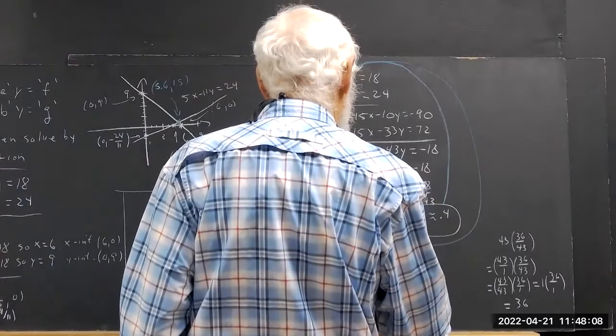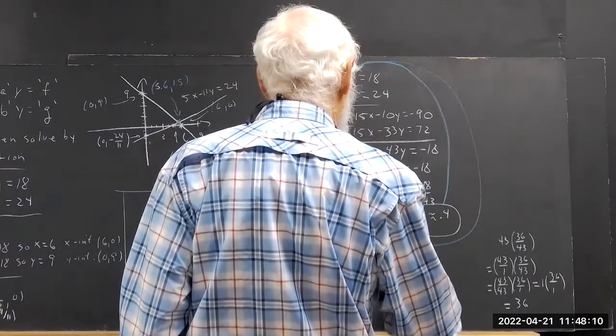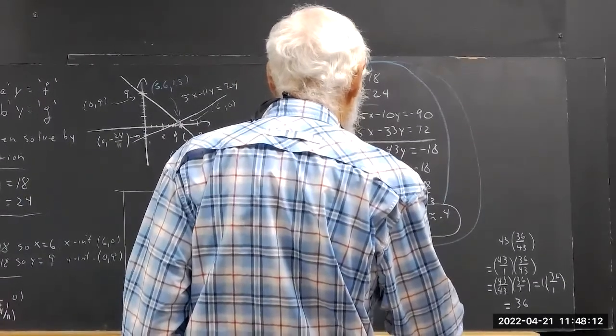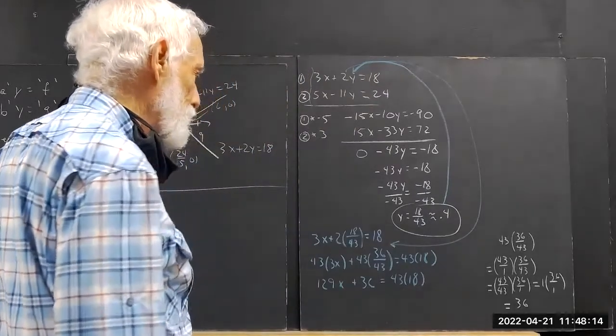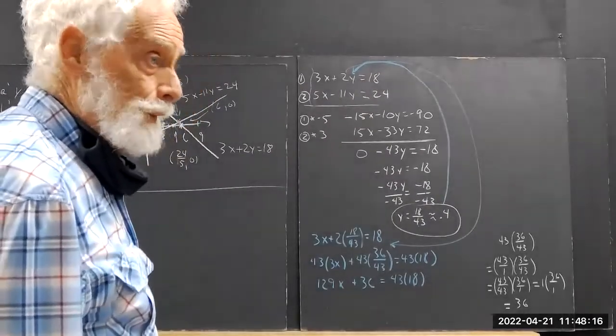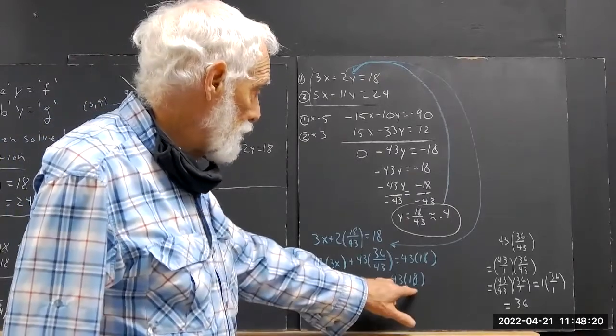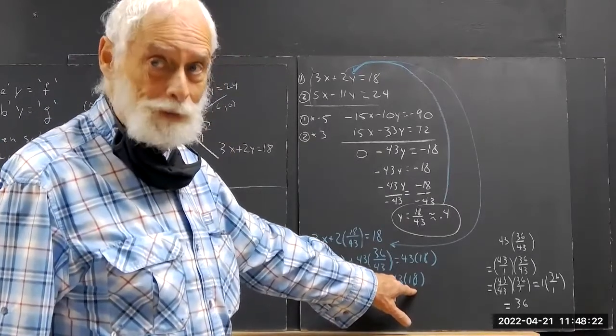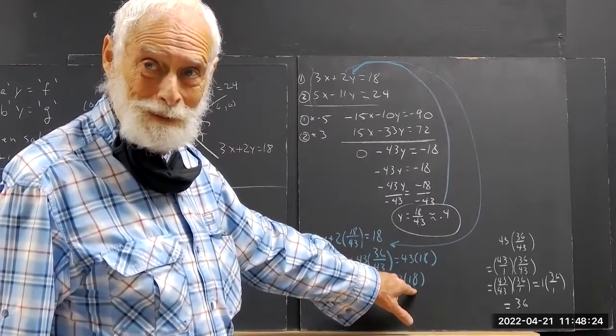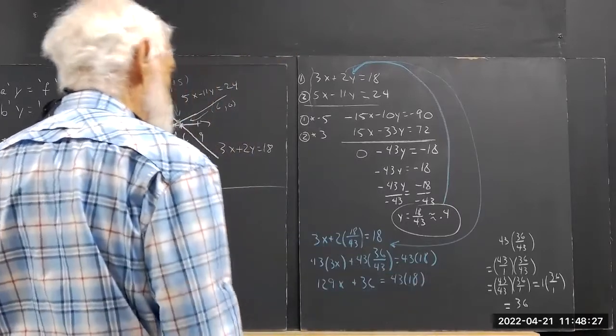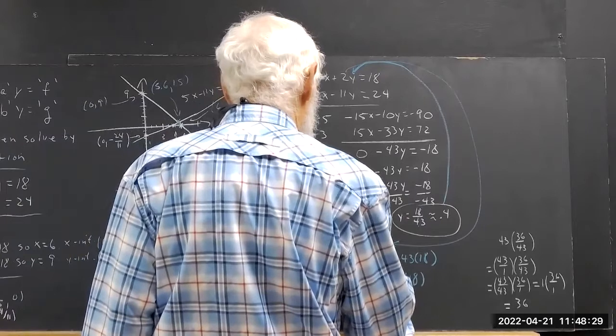And I'm going to leave this as 43 times 18. I don't want to multiply that right now. I think I might come out with something a little simpler. Okay, this is a multiple of 3. This is a multiple of 3, and this is a multiple of 3. So I'm at least going to be able to divide by 3 here in a minute. It's going to make my calculation a little simpler. So we get 129.